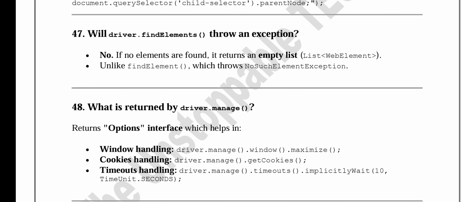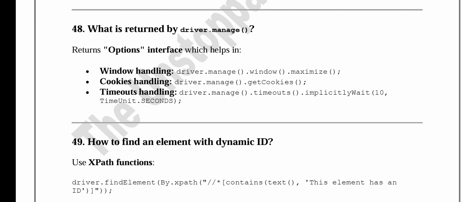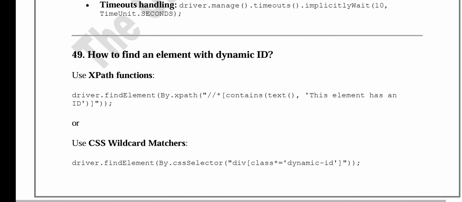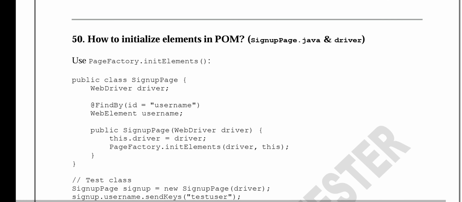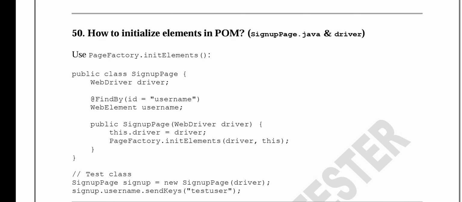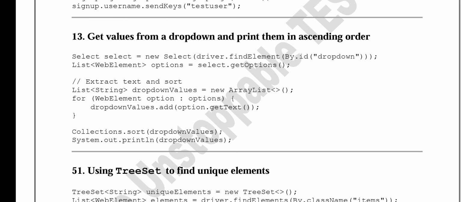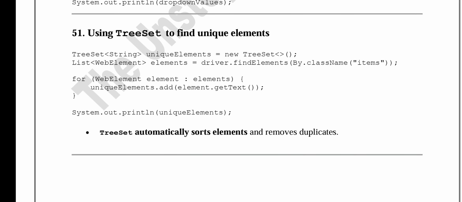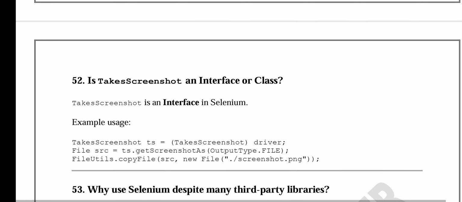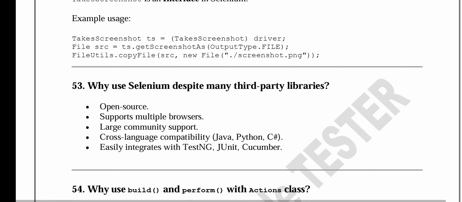Will driver.findElements throw an exception? What is returned by driver.manage? How to find an element with dynamic ID? How to initialize elements in page object model? How to get the values from a dropdown and print them in ascending order? Using TreeSet, how to find the unique elements? Is TakesScreenshot an interface or a class?